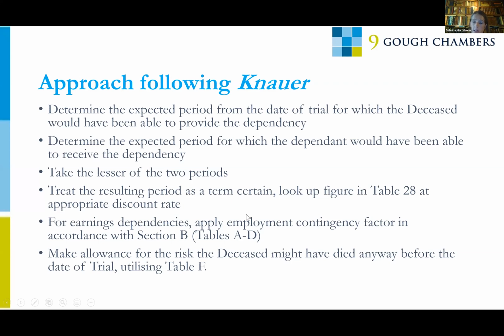For earning dependencies, you would employ an employment contingency factor in accordance with section B, tables A to D, and also make allowance for the risk that the deceased might have died anyway before the date of trial using table F.